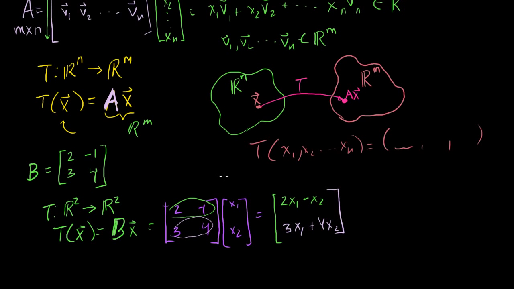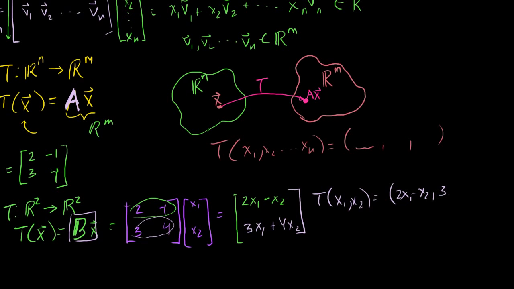And I could rewrite this transformation as T of x1, x2 is equal to 2x1 minus x2, comma, 3x1 plus 4x2.